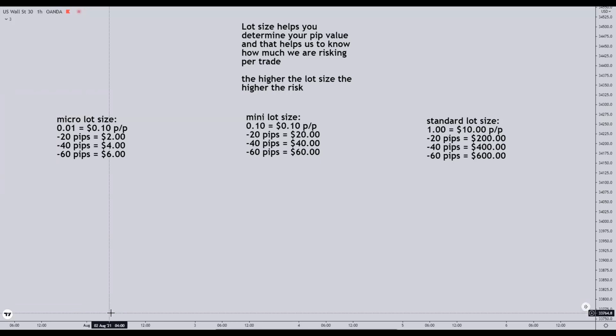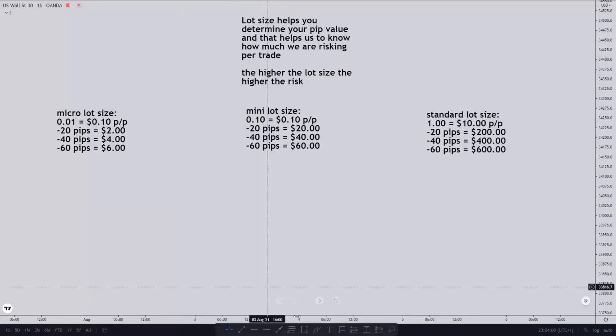So there's three. Lot sizes are categorized in three that we use, which you're gonna find a micro lot size, and you're gonna find a mini lot size, and you're gonna find a standard lot size, right? So let me just get my tools. Let's start with the micro.